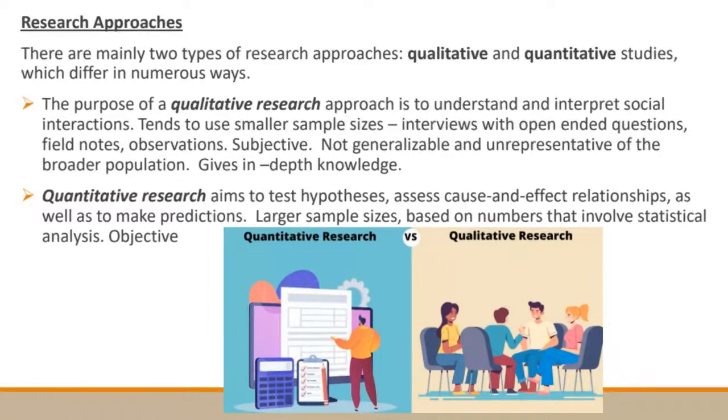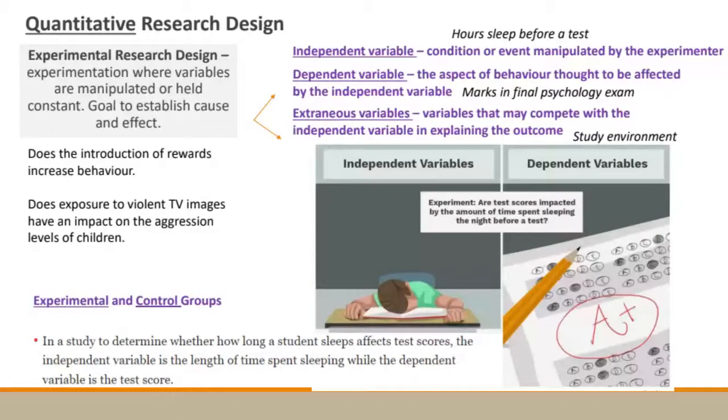Okay, quantitative and qualitative, important to understand that definition. So let's start with the quantitative research. Remember, this is the measurable, this is the numbers, this is the larger group, trying to generalize results to a broader population. One of the ways that quantitative research can be done is through experimental research, conducting experiments where things are manipulated or held constant. And the goal is to establish cause and effect.